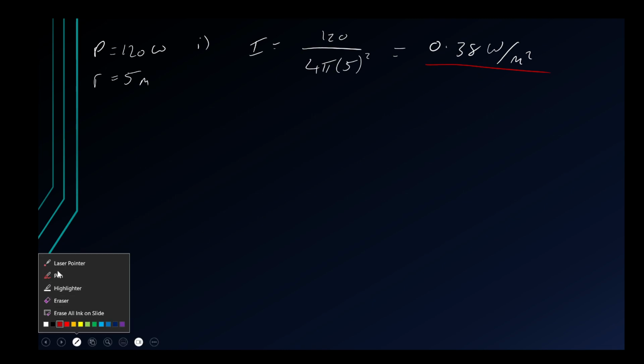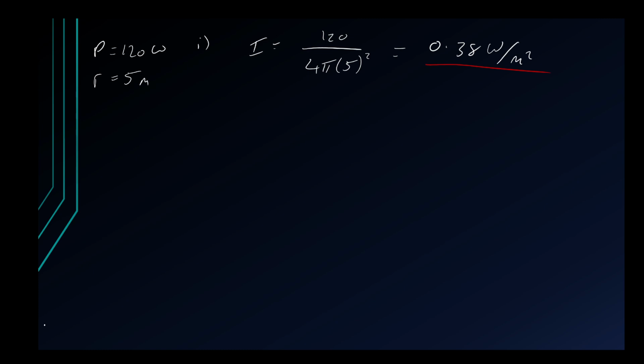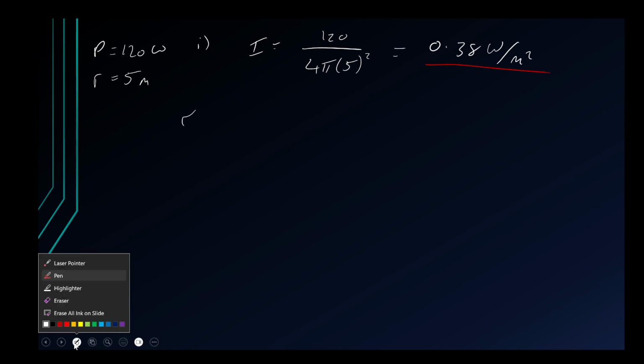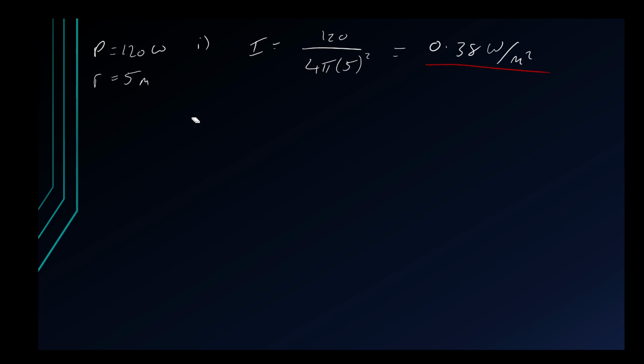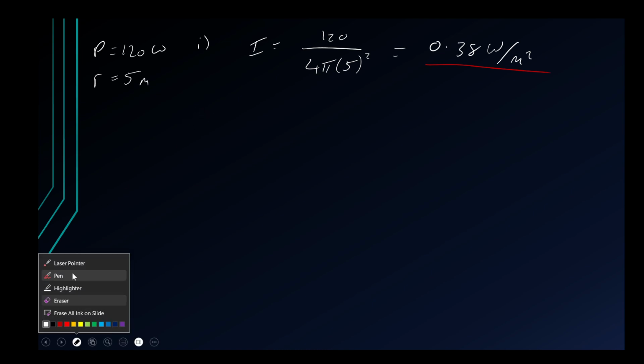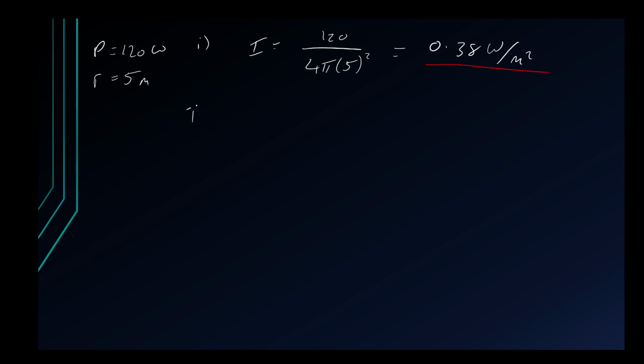Now the second question asks us to find out the distance at which the sound intensity halves. So in this case, the intensity that we're looking for in this example is 0.19. So I'll call this I2 equals 0.19. Now we should see that because this goes down by half, the distance should increase by a factor of 4. So what we'll expect is that it's around 20, but we'll obviously have to double check with our maths.